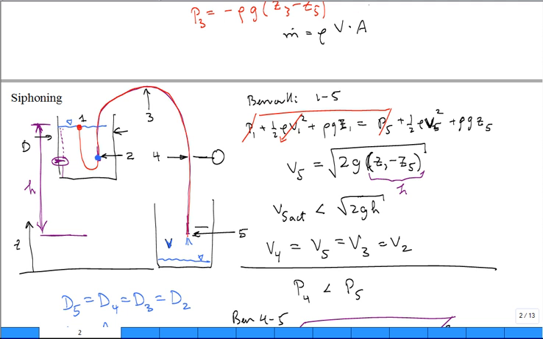I would increase the diameter of the tube. I would also try to increase the speed in the tube. How can I get the speed in the tube to get higher? Change the elevation difference. The elevation difference, right?